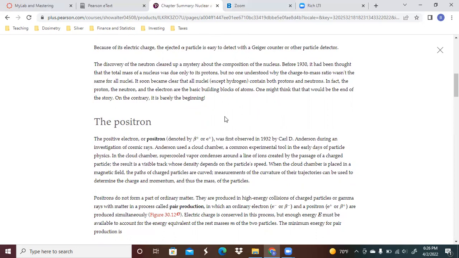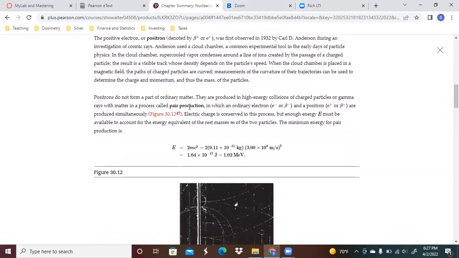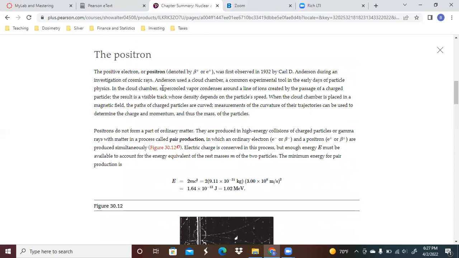Before 1930, it had been thought that the total mass of a nucleus was due only to its protons. Nobody understood why the charge to mass ratio wasn't the same for all nuclei. It soon became clear that all nuclei except for hydrogen contain both protons and neutrons. In fact, the proton, the neutron, and the electron are the basic building blocks of atoms. One might think that would be the end of the story, but no, you've got more stuff coming.